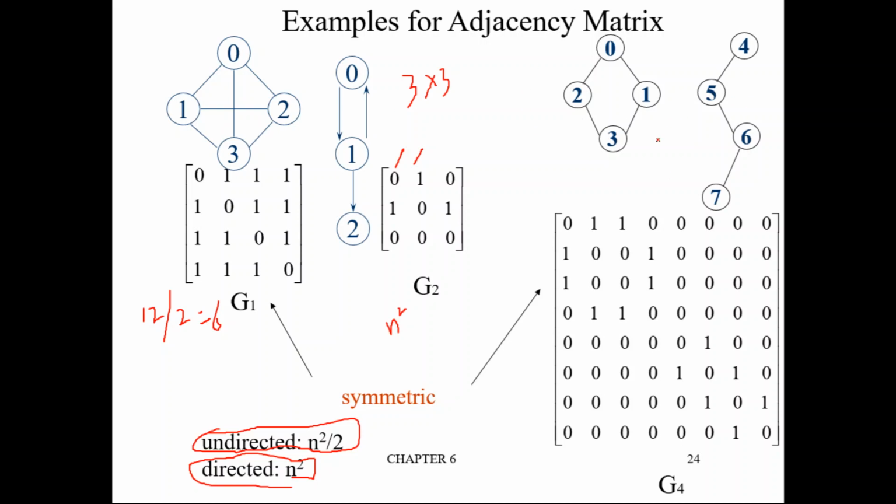For example, for this graph, you count all these entries: 1 plus 1 is 2, 3, 4, 5, 6, 7, 8, 9, 10, 11, 12, 13, 14. 14 by 2 is 7. You can check here how many edges it has: 7 edges. 1, 2, 3, 4, 5, 6, 7, right? So this is how you find the number of edges from a graph.